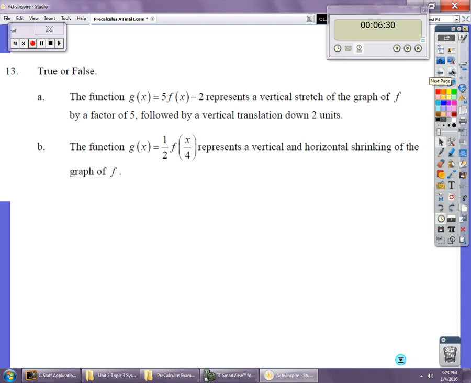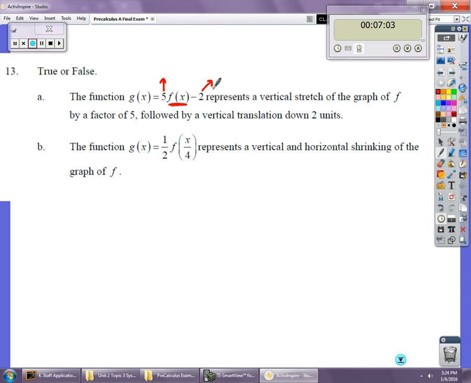Okay. 13, true or false? Okay, the function g of x, 5 times the function minus 2, represents a vertical stretch of the function by a factor of 5, followed by a vertical translation down 2. So no matter what the function is, you can see that they're just giving you f of x. They're not even telling you any specific kind of function. Really what this question is about is, do you know what the 5 does in that position, and do you know what a minus 2 does in that position?